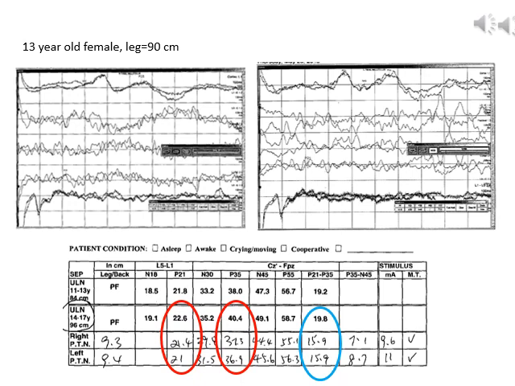And so you'll see at the bottom, the circles in red are the P21 and P35 latencies, and then there's a calculation in blue that shows the interpeak latency between the P21 and P35, which is a measure of central conduction time. So in conclusion, this study is a normal bilateral posterior tibial nerve study with normal popliteal responses, normal cortical responses, and normal central conduction between the lumbar spine and the cortex.